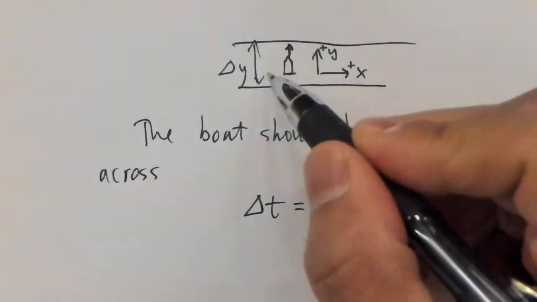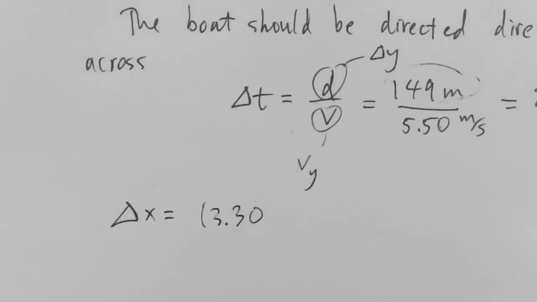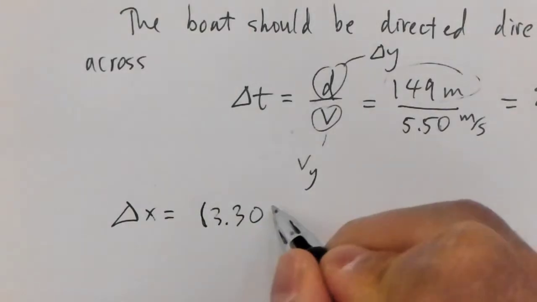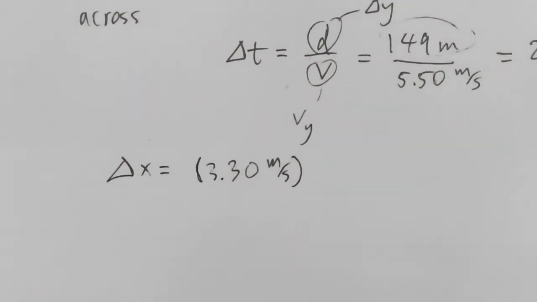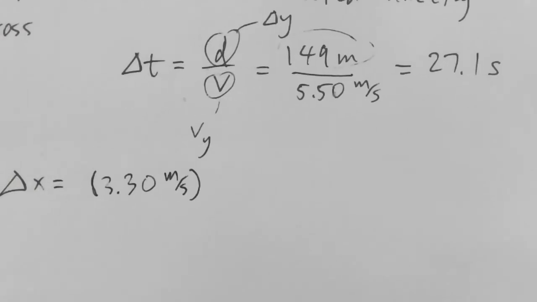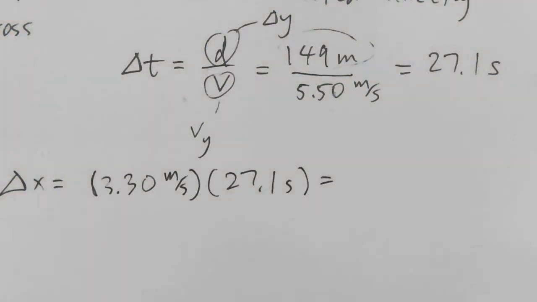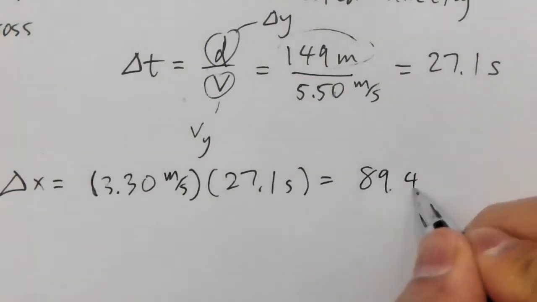But we want to know how far the boat travels in total distance. So we need to know how much it drifts in the x direction. We know the y direction, the delta y, we had that before. But delta x, that's how much it will drift. Delta x will be the speed of the river, which is 3.30 meters per second, times the time, 27.1 seconds. And so that comes out to 89.4 meters.